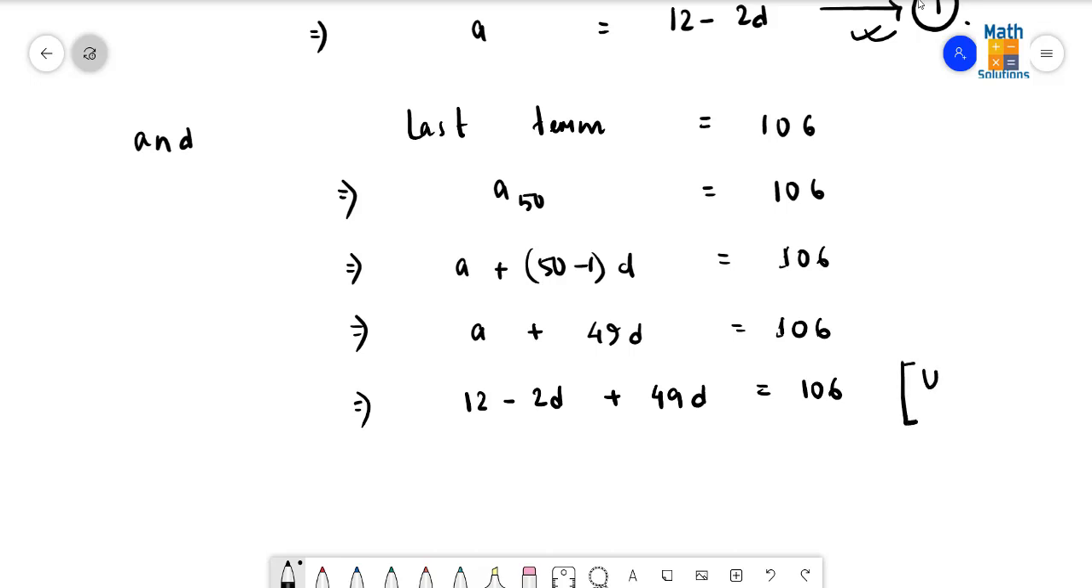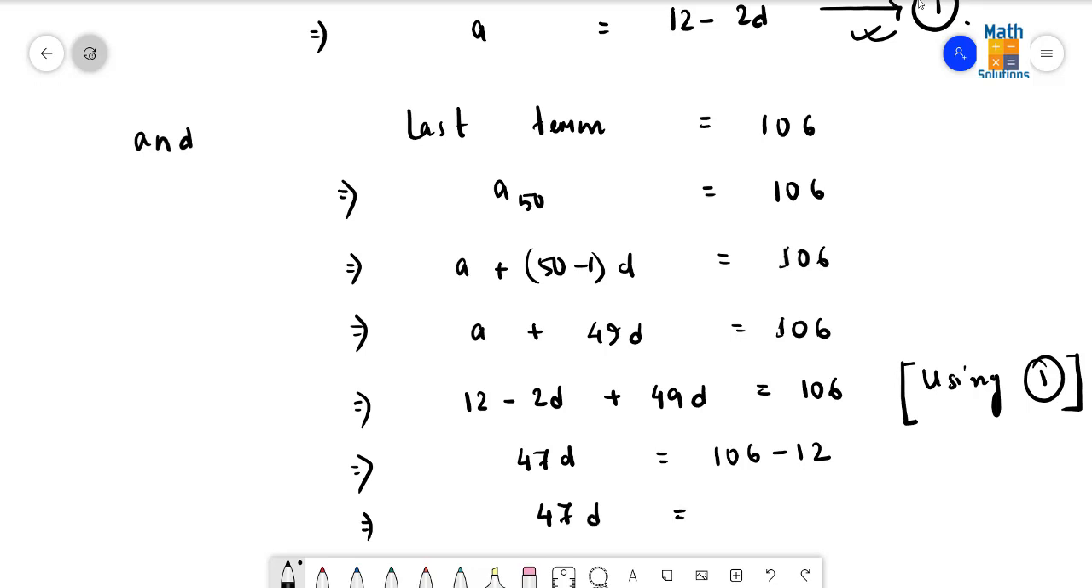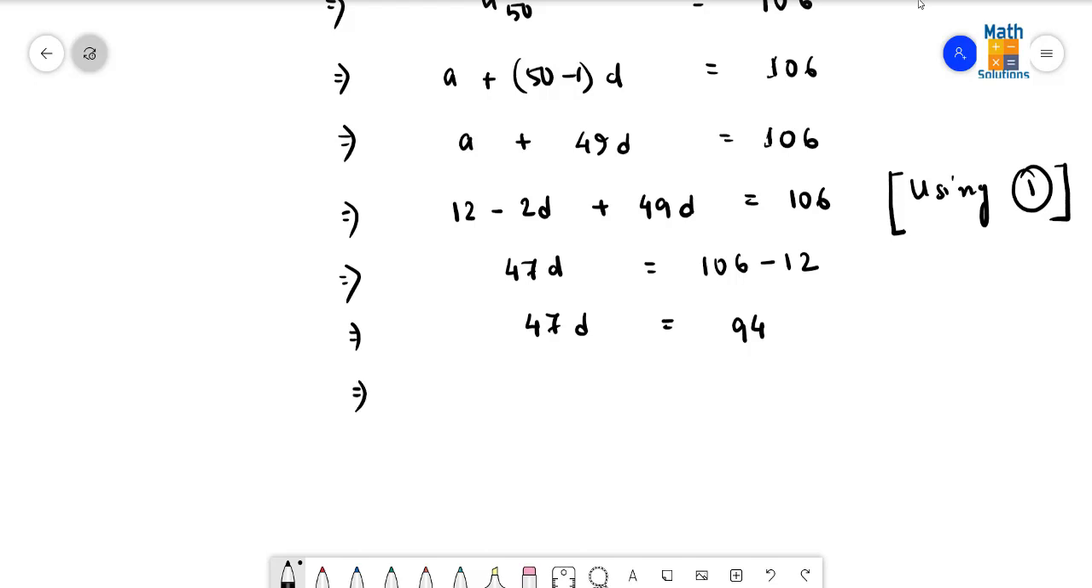What did I do here? Using 1, I got this result. So after this, 49d minus 2d, the result comes as 47d is equal to 106 minus 12. So I get here 47d is equal to 94. So the value of d will come as 94 by 47. By cancelling, I got the value of d to be 2.